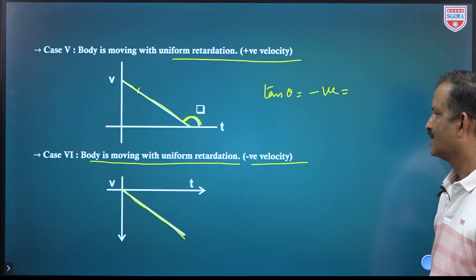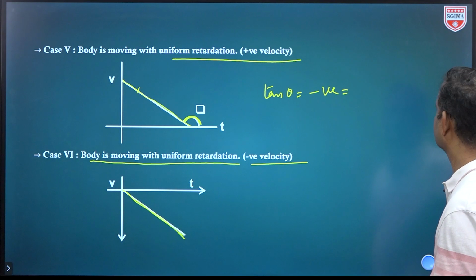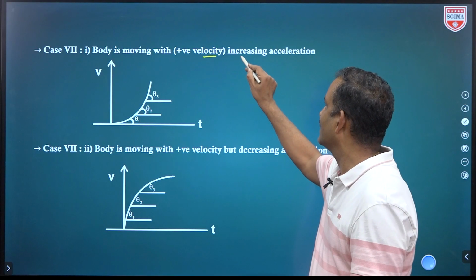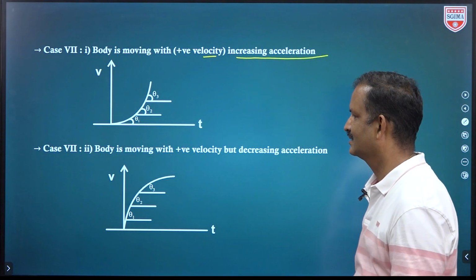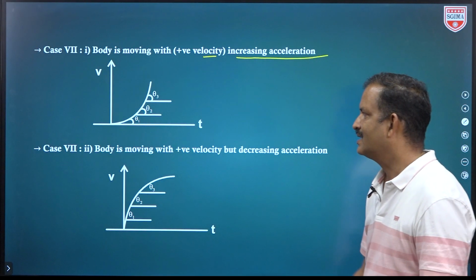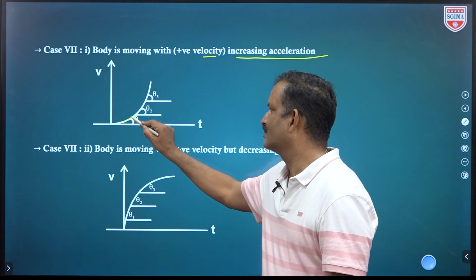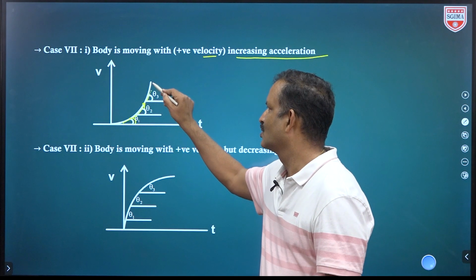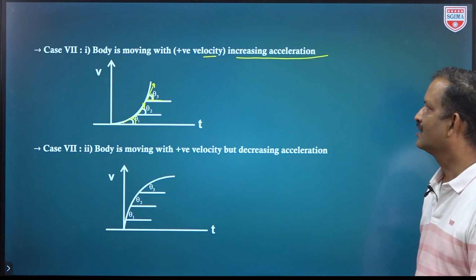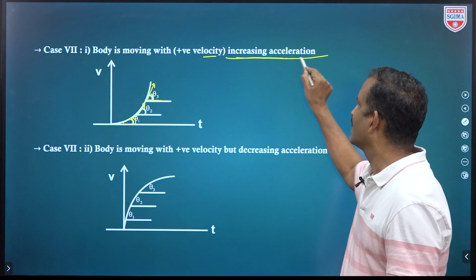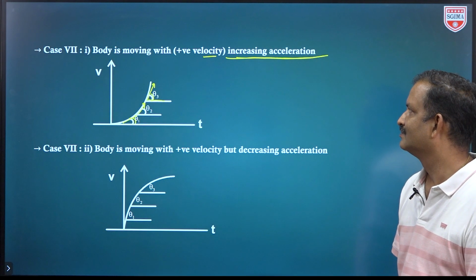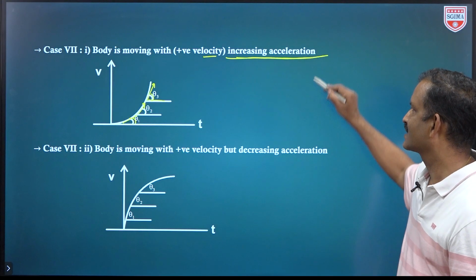Okay. See, the body is moving with positive velocity but increasing acceleration. Increasing acceleration. You know that in a velocity time graph the slope is acceleration. Here the slope is increasing. So the body is moving with positive velocity and increasing acceleration.